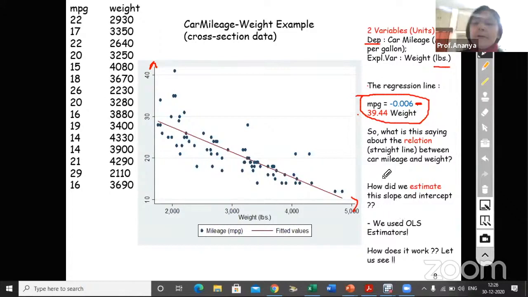And as you see, in each of these, I've put a question. How did we get this slope and the intercept? That's what we are going to look at next and see how we use the OLS estimators and the OLS methodology. But I'll stop here and take a question if you have any.